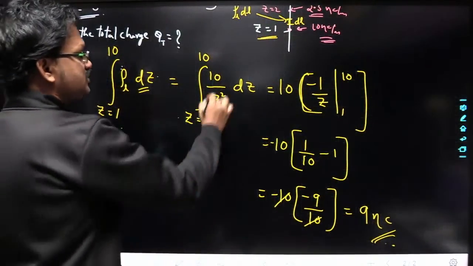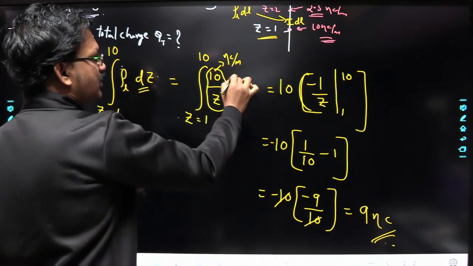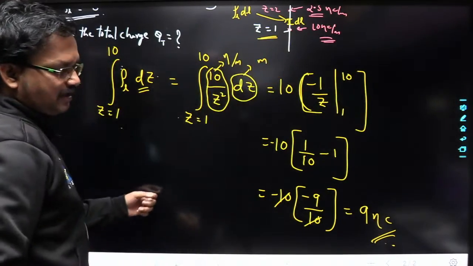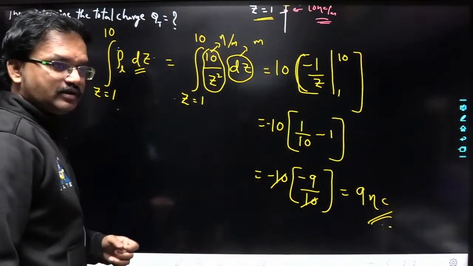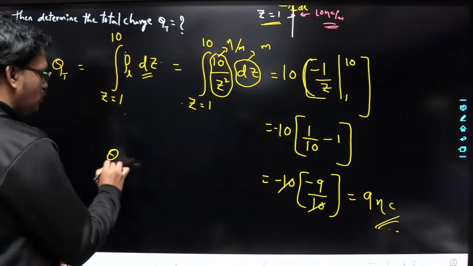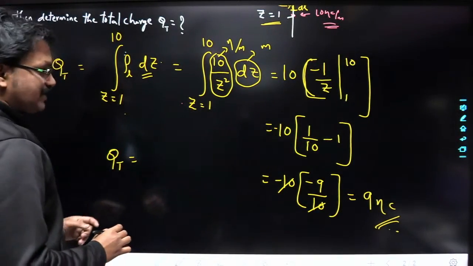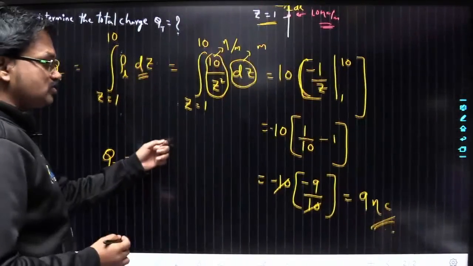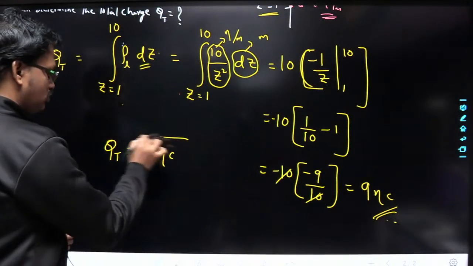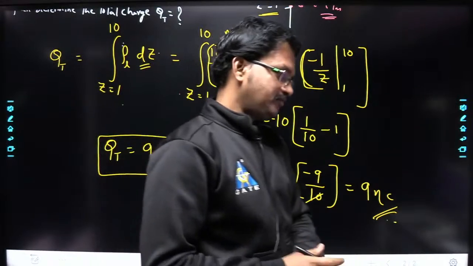Understood? So this is 10 by z square nano coulomb per meter, and dz has units of meter. So meter will get cancelled. Finally you are going to get 9 nano coulomb. So this is the total charge distributed along the z axis from z equal to 1 to 10. How much did we get? 9 nano coulomb. Understood? Is it clear here?